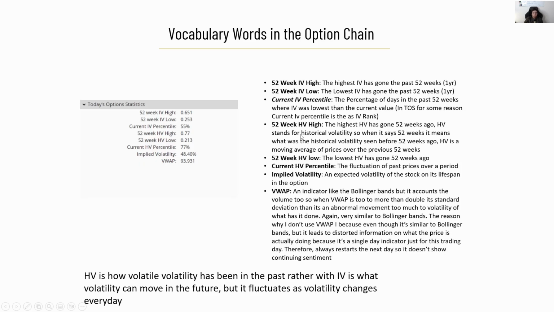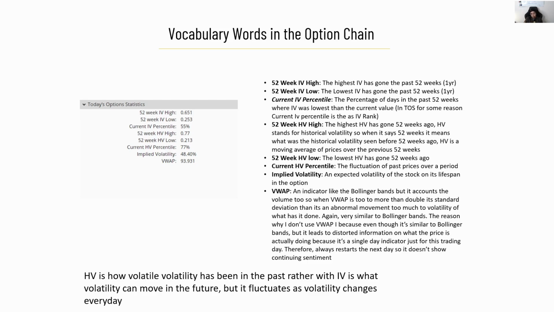So those are really, there's still a few. This one is the option statistics, which is very important to understand. And if you see here, it shows the 52-week IV high. The 52-week IV high stands for the highest IV has gone in the past 52 weeks. 52 weeks is really 1 year. And remember that IV stands for implied volatility. The 52-week IV low stands for the lowest IV has gone in the past 52 weeks.